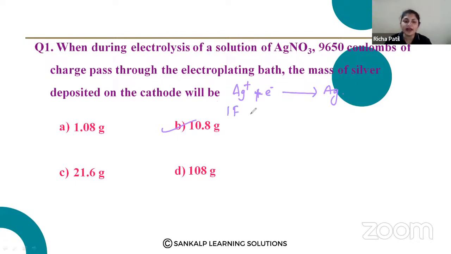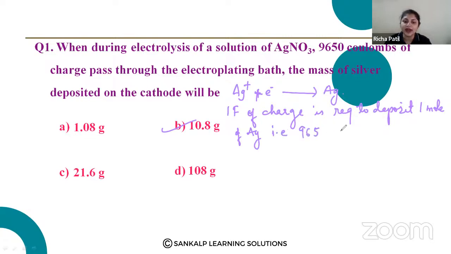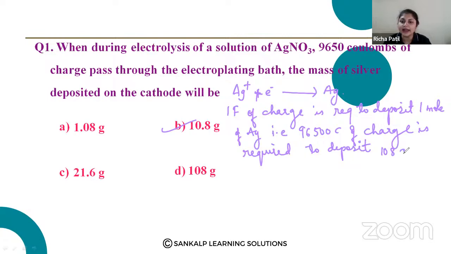So 1 Faraday of charge is required to deposit 1 mole of Ag. That is, 96,500 coulombs of charge is required to deposit 1 mole of Ag, which is 108 grams of Ag. This is the statement.